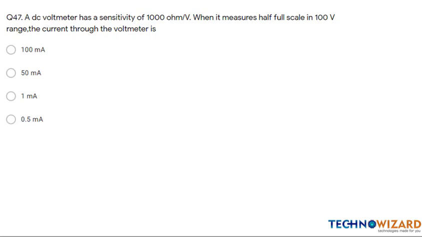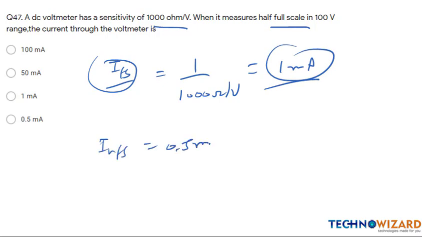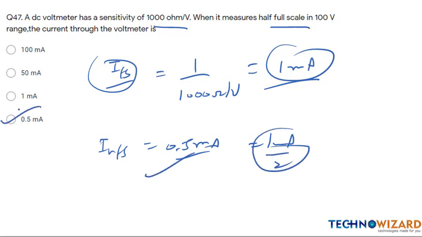Now question number 47. How can we find this? A DC voltmeter has a sensitivity of 1000 ohm per volt. When it measures half scale in 100 volt range, you have to find the current through the voltmeter. When full scale, we have to find the current through full scale, then 1 upon 1000 ohm per volt will be equal to 1 milliampere here. Now for half scale, we have to simply halve this. That will be 0.5 milliampere, that is 1 milliampere divided by 2. Therefore option D is the correct answer.